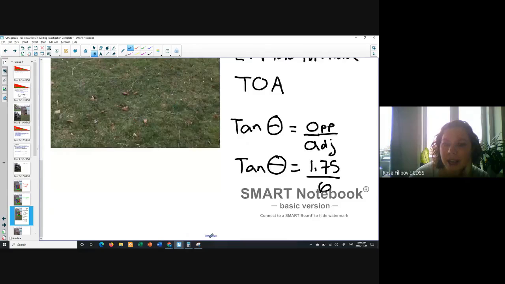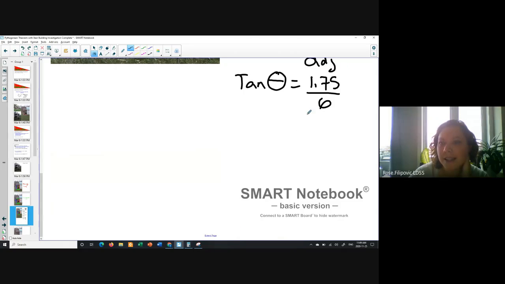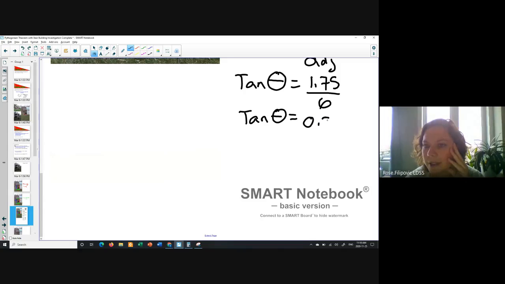Okay, so if this is what I have, this can get very confusing because a lot of students are terrified of fractions. But a fraction just means divide. This line here is called a vinculum, and it just means divide. So I can change this out of a fraction. If I put 1.75 divided by 6 in my calculator, it's going to give me a number. Okay, so it gave me 0.2916, and the 6 goes on forever, so I'm just going to put that in.